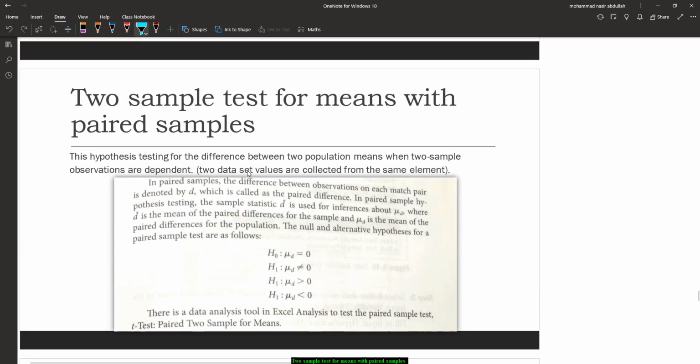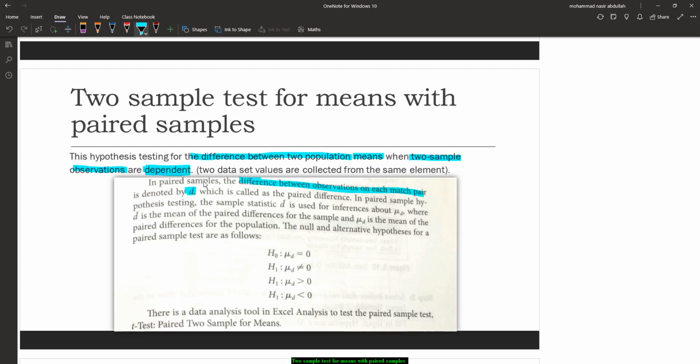So the two sample test for mean with paired sample means that this hypothesis is for testing the difference between two population means, where the two sample observations are not independent anymore, they are dependent. Dependent means that the two datasets' values are collected from the same element or same sample, the same observation. So in paired samples, the difference between observations on each matched pair is denoted as D.